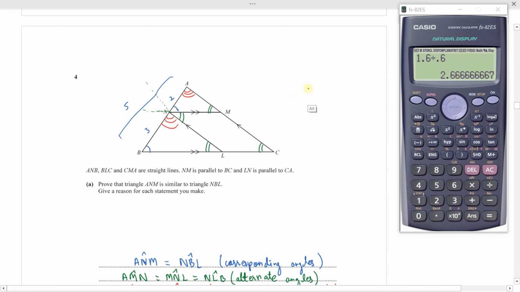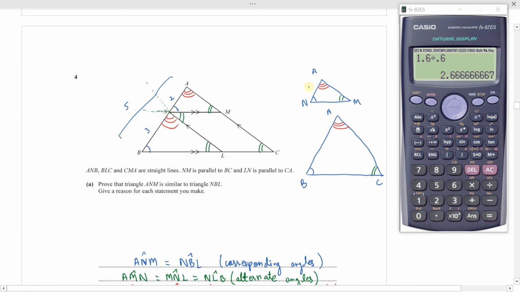So let me draw these separately as well. So if you have this small triangle ANM, and then you have this big triangle ABC. So your big triangle is this one, ABC. So you have these angles that are equal, and then you have these angles that are equal, and then you have these angles, red ones, which are equal. So ANM and ABC are also similar triangles.